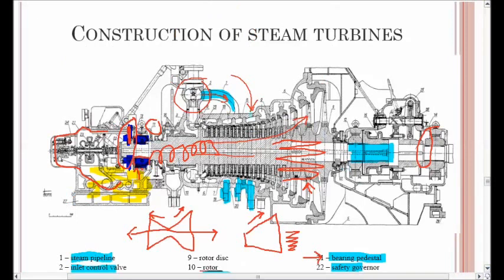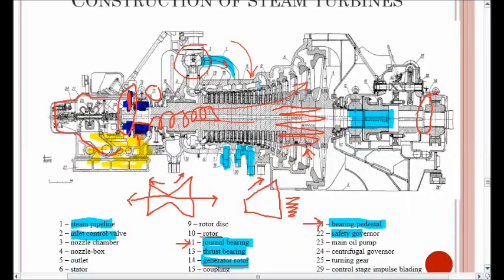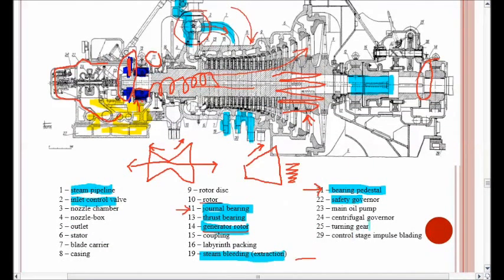The safety governor sits here somewhere in this part. The turning gear is used in the initial phase when the turbine is started up. The turning gear provides the initial rotary motion to the steam turbine before the steam is directly used to provide the rotary motion.